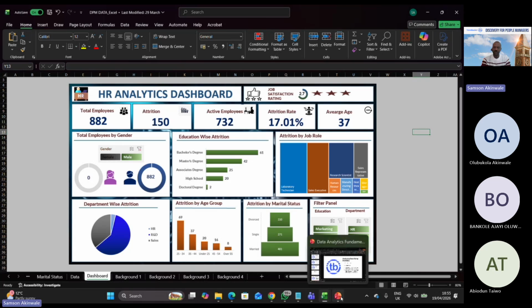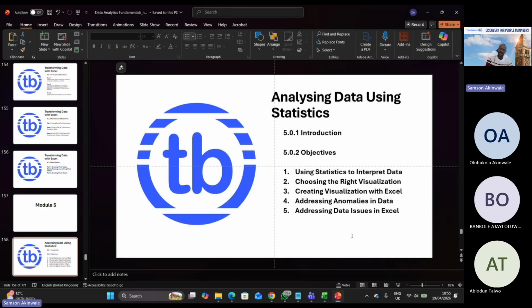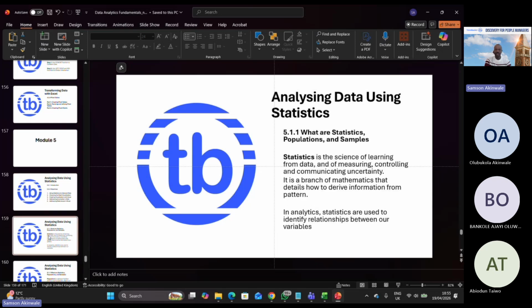Then what other objective? We want to ensure we also address anomalies in data and data issues as far as the Excel application is concerned. Having said that, let's go back straight into these statistics. What is it about? It is not anything new to anybody, that's sure, and it is not something most of us haven't heard before. But do we really underscore the importance of statistics, back when we were dealing with small data, talking about mean, median, mode, and what have you? So we just brush over it today.